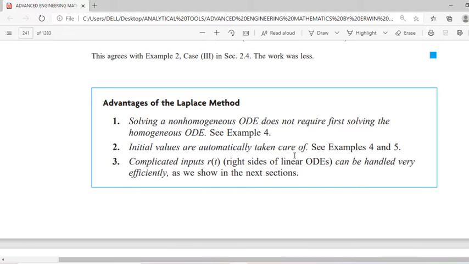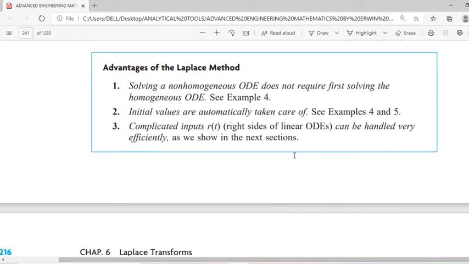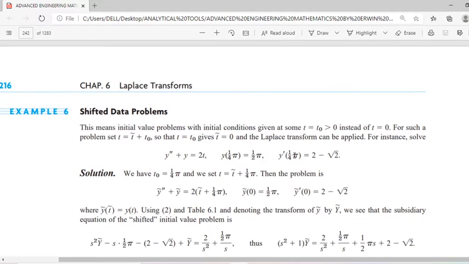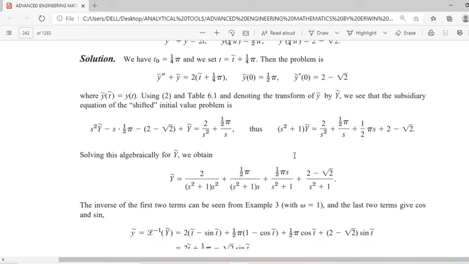So in the non-homogeneous ordinary differential equation, it is very difficult to solve when the R of t is complicated. Okay, R of t is in the complicated form. But in the Laplace transform method, even if it is complicated, you can solve easily. Okay, we have tools for solving this type of complicated situation. This is another problem, you can skip that.